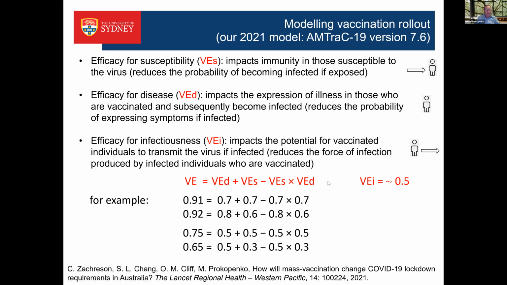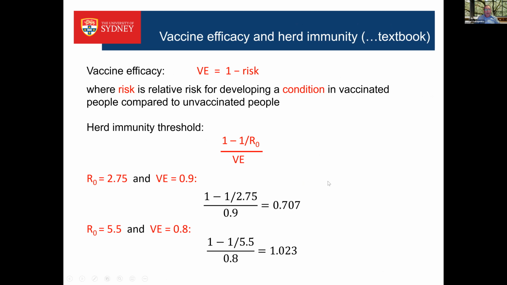Why is it important? Because going back to the herd immunity threshold, it needs to be divided by the vaccine efficacy. It's not only 1 minus inverse R0. You need to divide it by the vaccine efficacy.